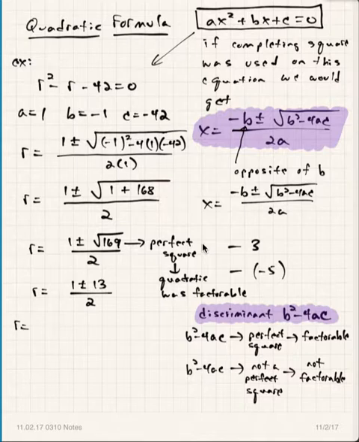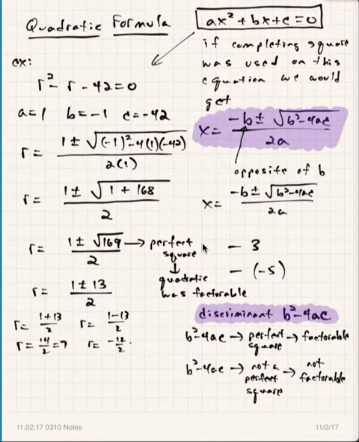Now, I have not finished our problem yet. This is 1 plus 13 over 2 and 1 minus 13 over 2. And so you get r to be 14 over 2 or 7, or negative 12 over 2 or negative 6. And so my solution set was 7 and negative 6 right there.